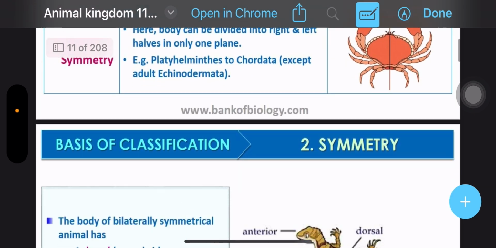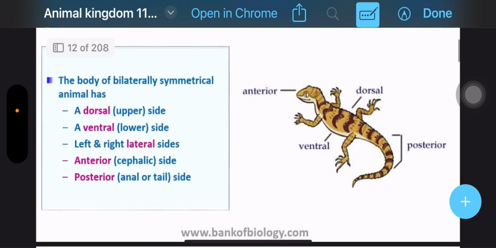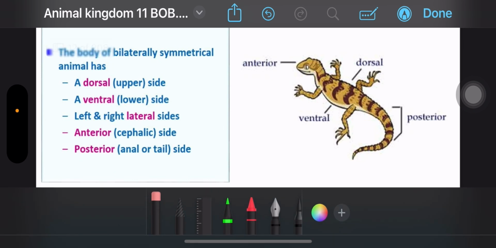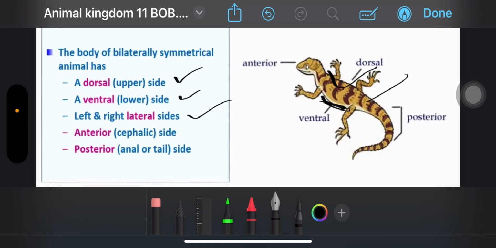Next, the body of bilateral symmetrical animals. As a biology student you should know these planes and sides. The upper side is called the dorsal side. For example, here is a lizard, a reptile. This is the dorsal side, the back. Ventral means the ground surface, where it is resting. So this is the dorsal side and ventral side. Left and right are called lateral sides.